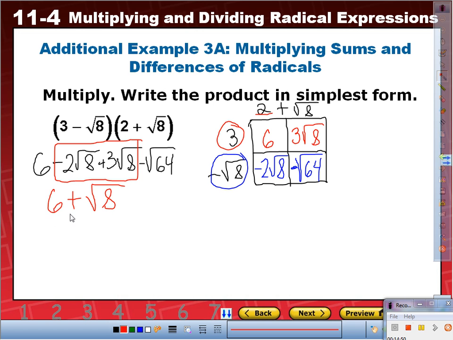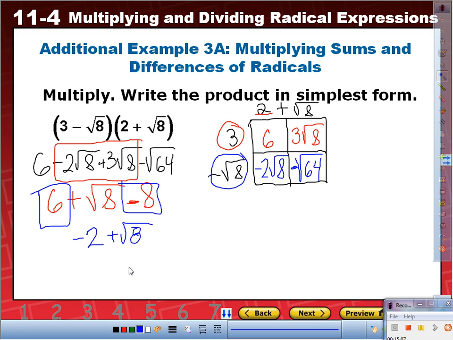I'm going to bring this one down. And when I bring this one down, check this out. Minus, what is square root of 64? 8. Can I combine like terms again? Yes. 6 minus 8, that's negative 2. I bring down the plus square root of 8.